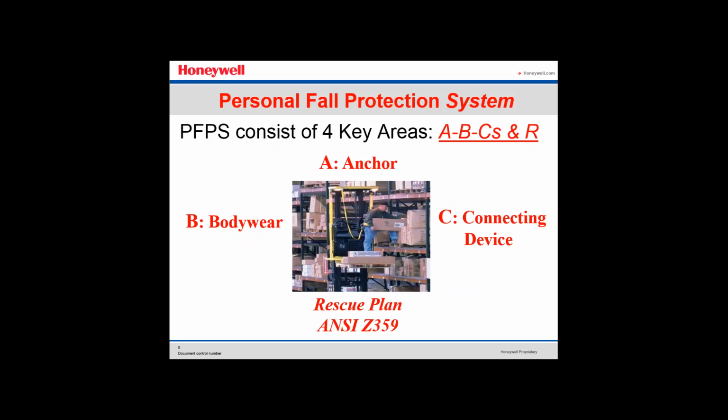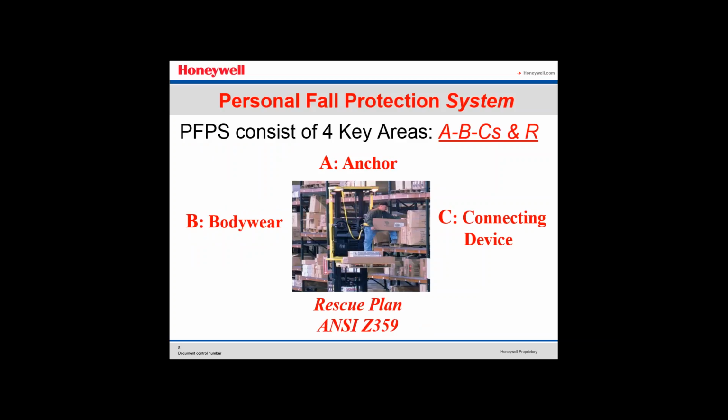Now we take a look at the personal fall protection system, and we look at 4 key areas. A is anchors, B is body wear, C is connecting device, and R is the rescue plan. So I'm going to start off with the rescue plan. I'm going to have a couple slides and talk about that here in a minute, but the reason I'm starting off with the rescue plan is if you're going to work at height, you need to have an idea or a plan on how you're going to get yourself down or how somebody's going to get you down.